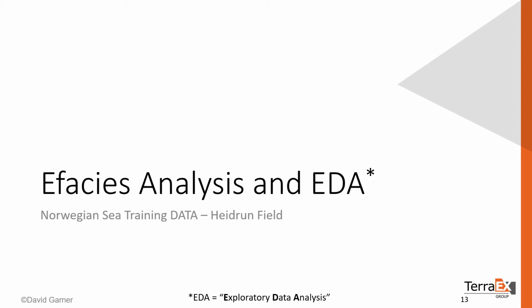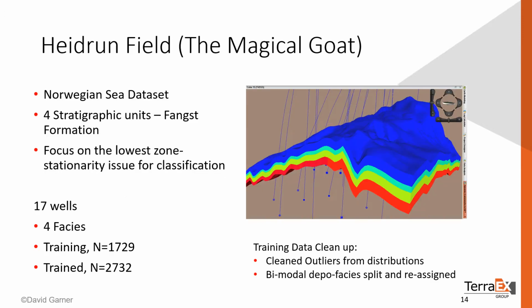So we have the electrofacies analysis and exploratory data analysis, which is really a topic from geostatistics and setting up geomodels. And we're going to use this Hadron data set. Here we have 4 units. We're going to look at the bottom red unit because it had the 4 facies, and we avoid dealing with trends across the other units. So we have 4 facies.